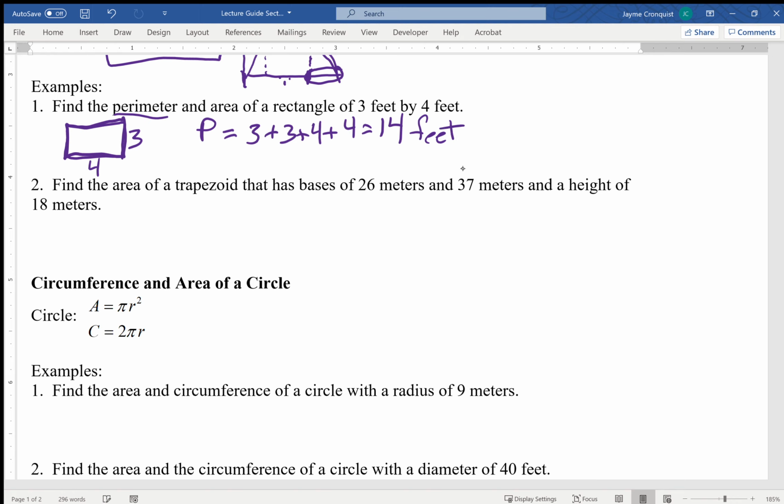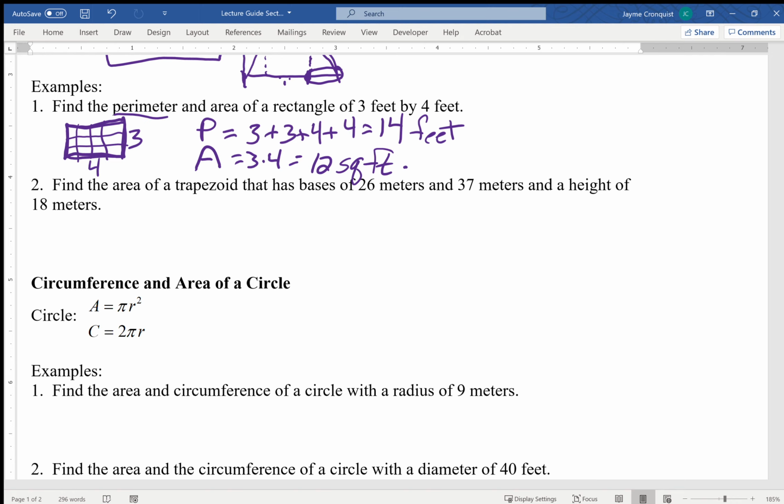Perimeter is a linear number, so it's just feet, not feet squared. Area is where we get into feet squared. So we have basically 3 rows of 4. Okay, they're not very even, but they should be 3 rows of 4 to get our square area. So it's 3 times 4, which is 12. Now it is square feet.